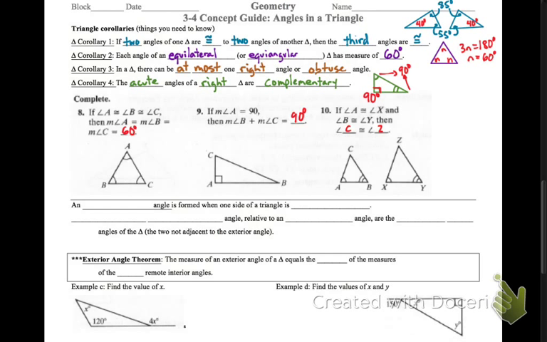Did you get these answers? This is just really, were you paying attention to those corollaries or not? Ends up being pretty simple in theory.